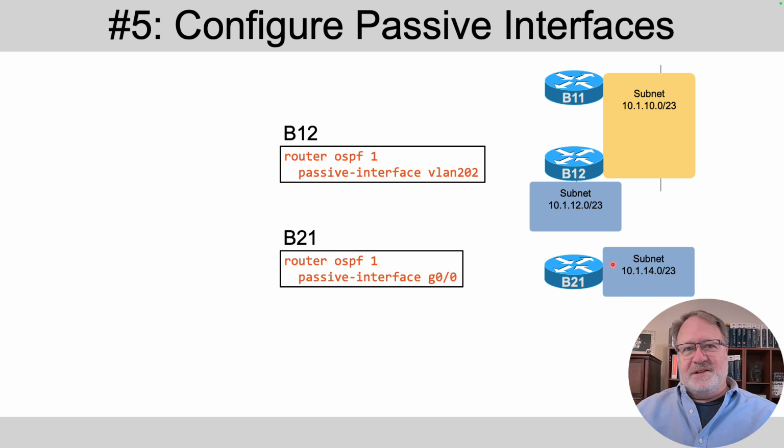The configuration itself, relatively straightforward. You just have to know to go to router config mode to configure it. So on B12, get into router config mode, passive interface, and list the interface ID. And on B21, same thing, except the interface ID is gigabit 00.